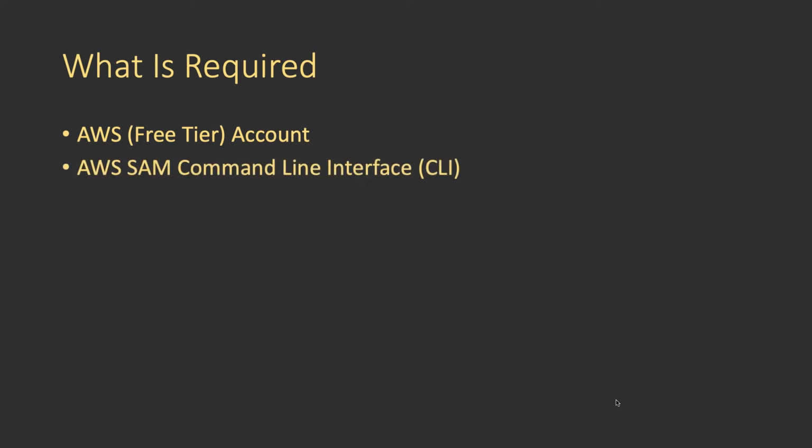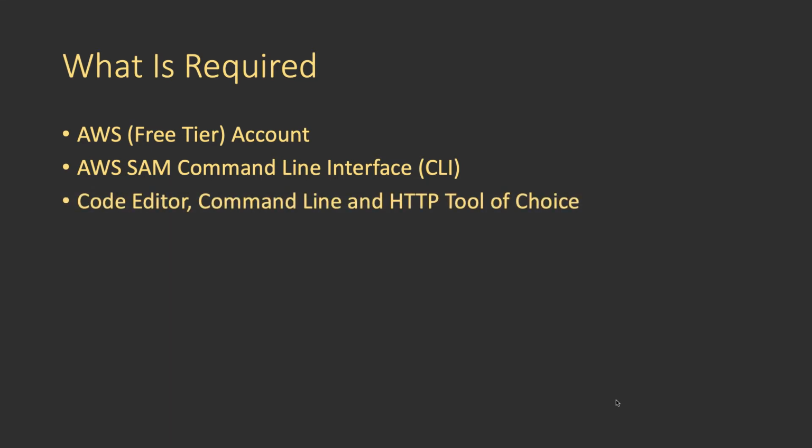What is required? An AWS free tier account, the AWS SAM command line interface, or CLI, that is a software that you need to install on your computer. A code editor of your choice, a command line tool, and any suitable HTTP tool is required.